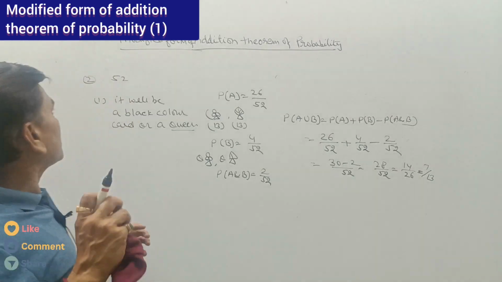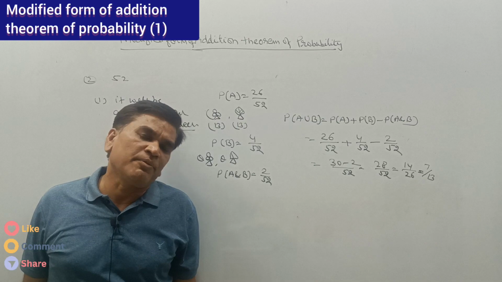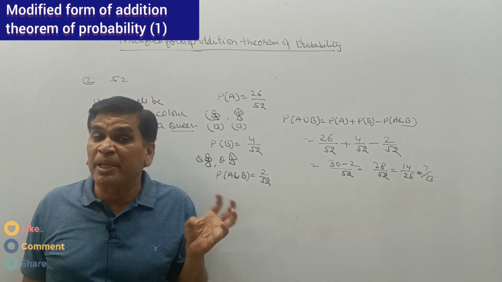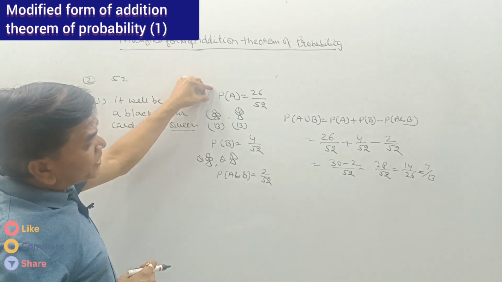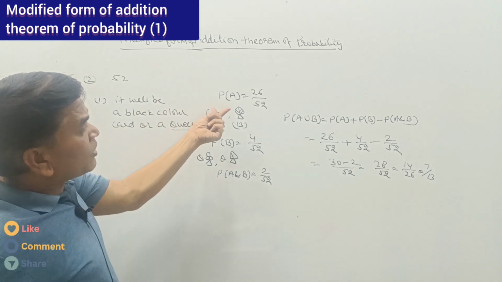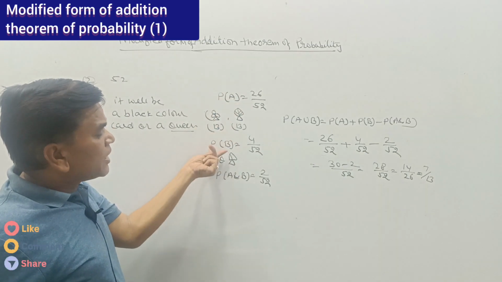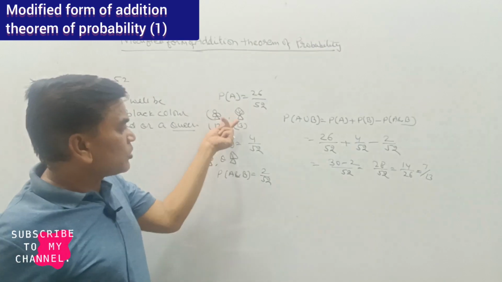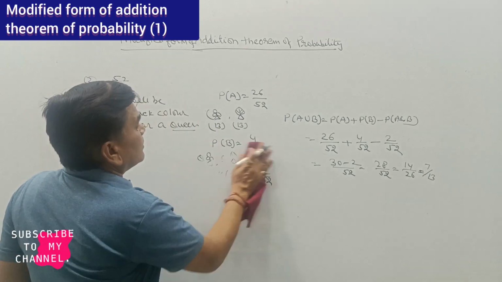This is the second question. In this question we calculated: from a pack of 52 cards, one card is drawn at random. What is the probability of getting a black card or a queen? The events are not mutually exclusive, because the queen of club and queen of spade are included in this also. So 2 times it is being added, so 1 time we have deducted it.